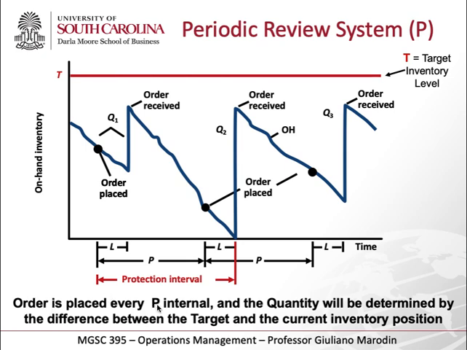So orders are placed every P interval, and the quantity will be the difference between the target and the current position of inventory. And in this case, we don't have a reorder point. That's the good news. The bad news is I have a target. So basically, I have to calculate that target, the maximum number of inventory that I need, so I know how much I have to purchase. Okay.